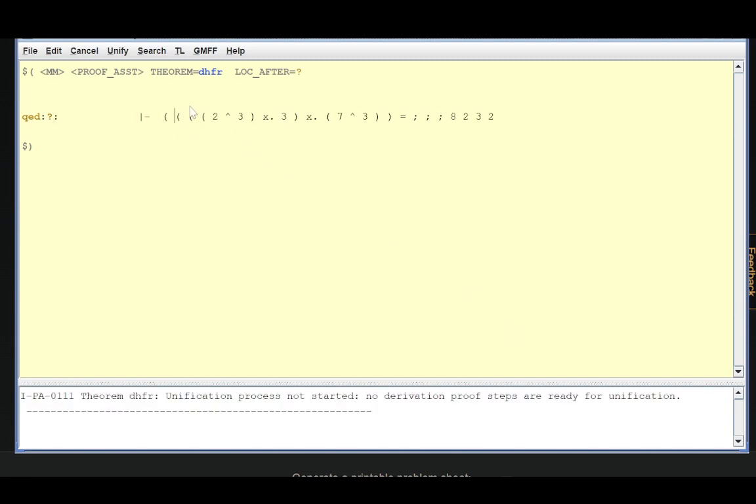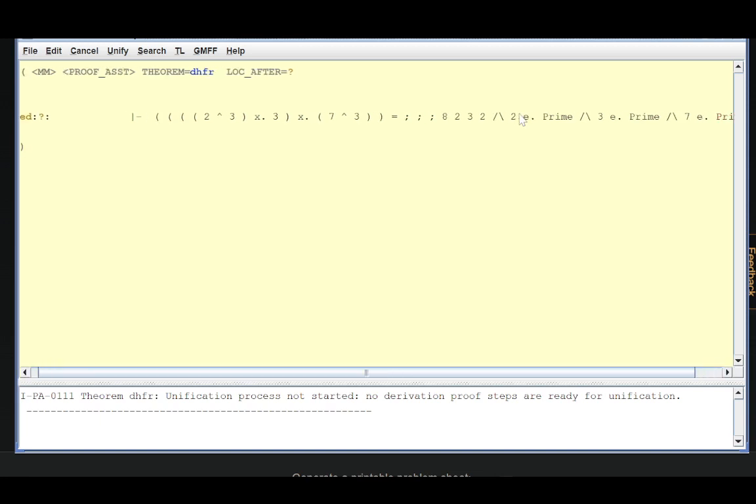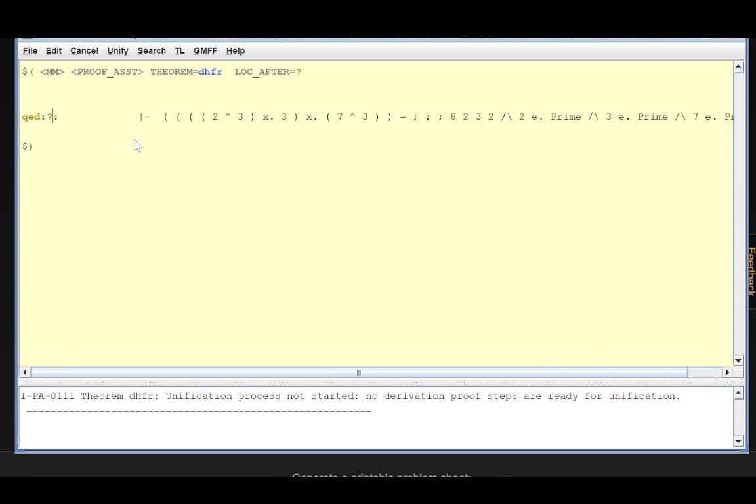And then we also need and 2 e dot prime and 3 e dot prime. And are we allowed to do this? Go all this way. 7 e dot prime. Yeah, okay. It seems to like that.